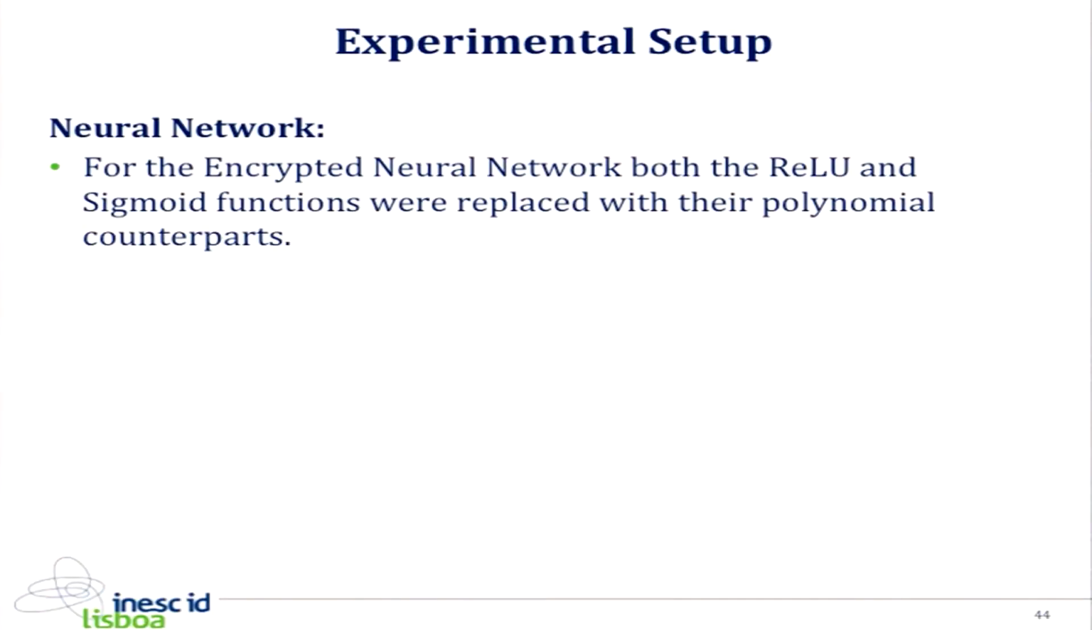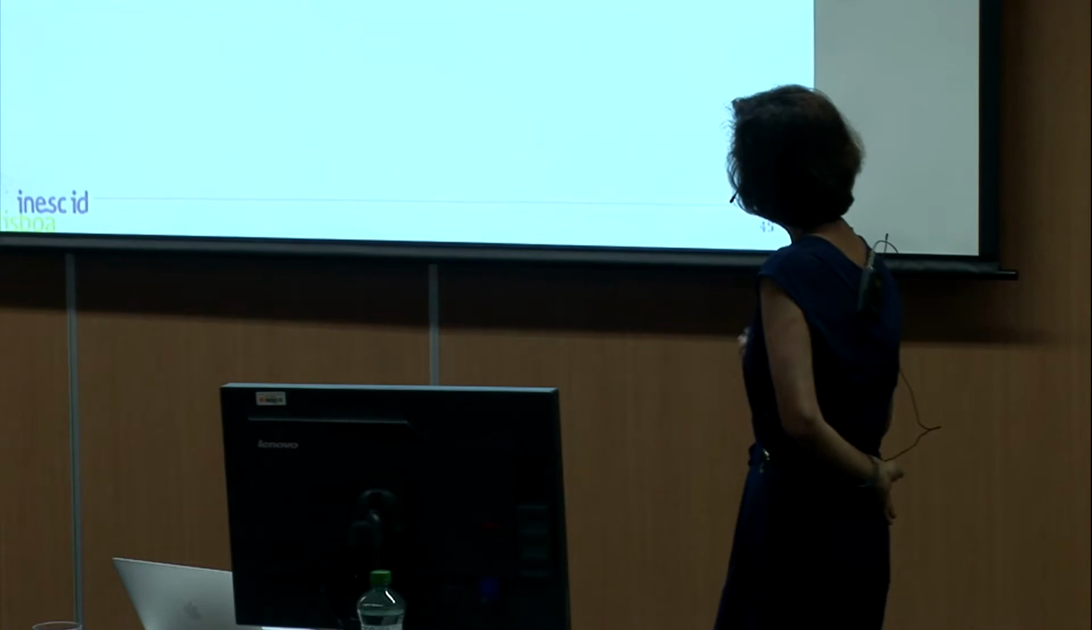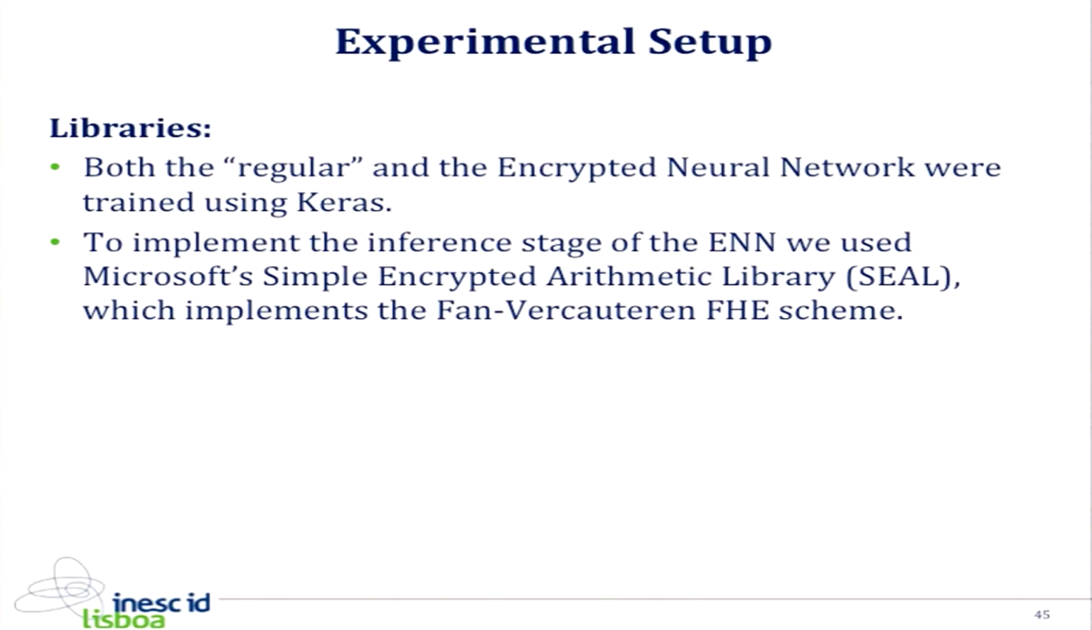The encrypted neural network is just a regular network in which we replace the nonlinear operations by the polynomials, but bear in mind they are still trained with clear data, okay? With some implementation details, we trained this using Keras, and we used the Microsoft Simple Encrypted Arithmetic Library, or SEAL, which implements this variant of leveled homomorphic encryption called the Fan-Vercauteren scheme.